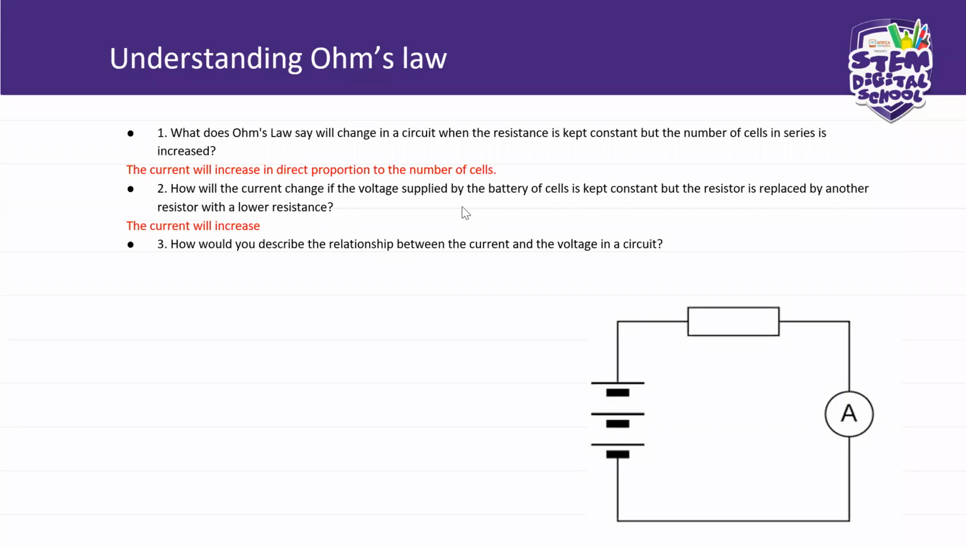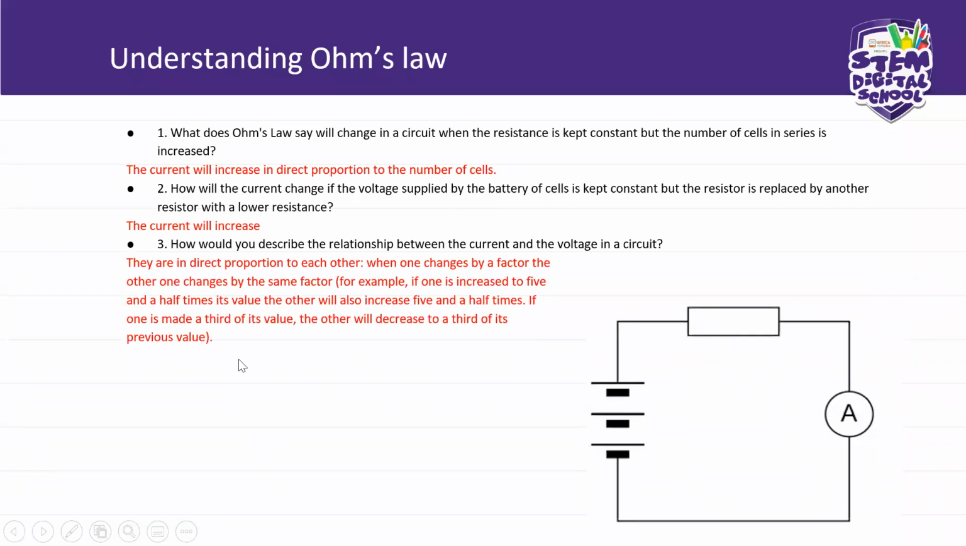How do you describe the relationship between the current and the voltage in a circuit? They are directly proportional. You're correct. That's correct. They are in direct proportion with each other. Okay.